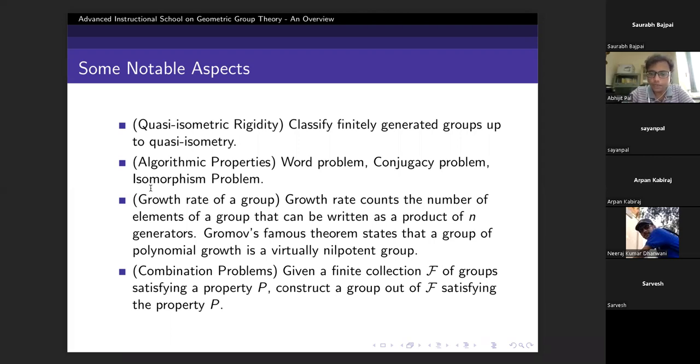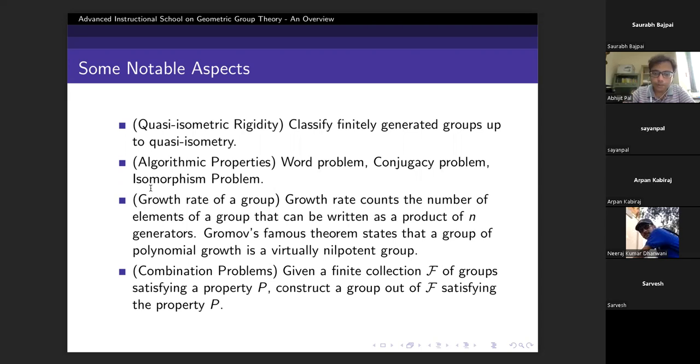Okay, and so next is the growth rate of a group. The growth rate counts the number of elements of a group that can be written as a product of n generators. So Gromov's well-celebrated theorem states that a finitely generated group of polynomial growth is virtually nilpotent. It means that if you take a group of polynomial growth, it has a finite index subgroup which is nilpotent.